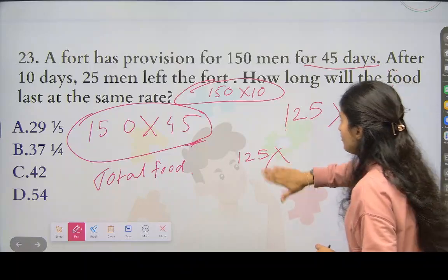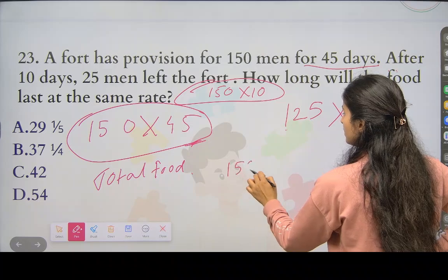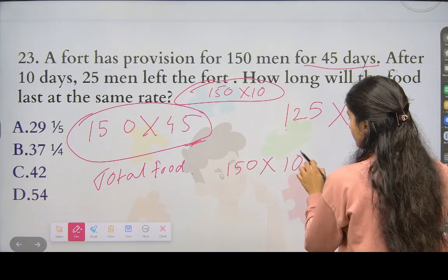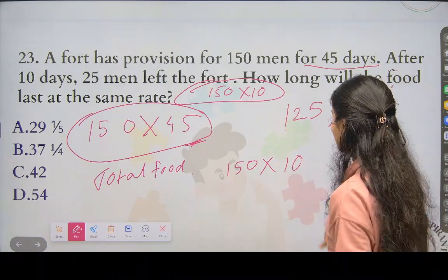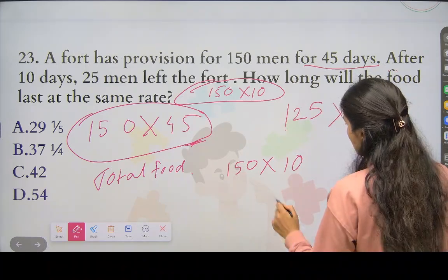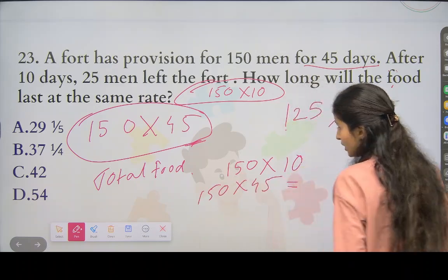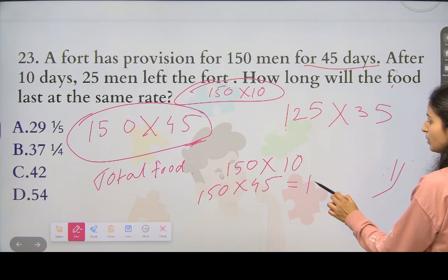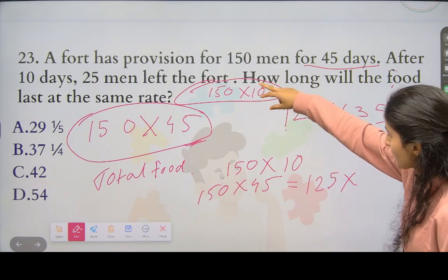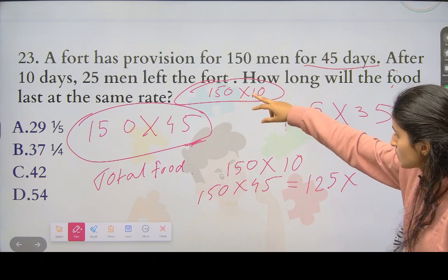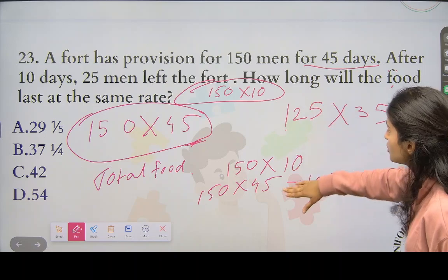So 125 men, this will be 150 into 10. This will be food eaten in 10 days. And what was the total food? This was the total food. But now 125 men will require how many days? It will require how much more food will be there.